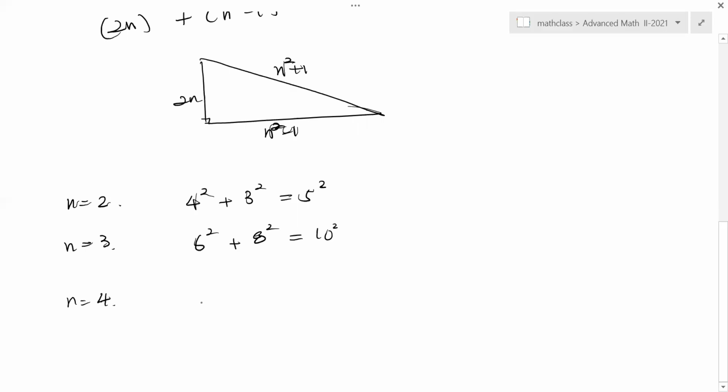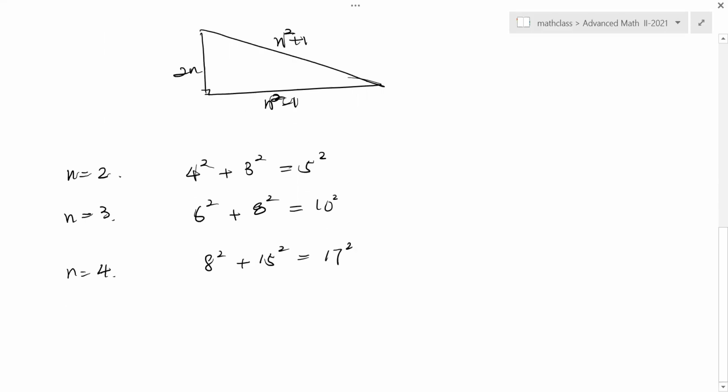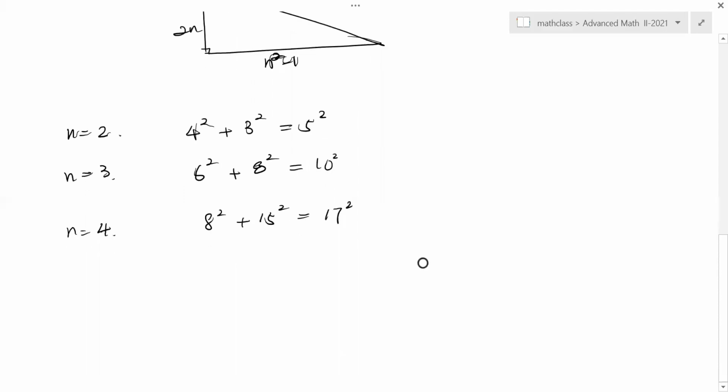Now let's try n equals 4. 2n is 8. N squared minus 1 is 16 minus 1 is 15, 15 squared. And then 16 plus 1 is 17. Okay, so this is a brand new triangle, and the Chinese did not discover that, right? At least the recent, yeah. Okay, n equals 5.